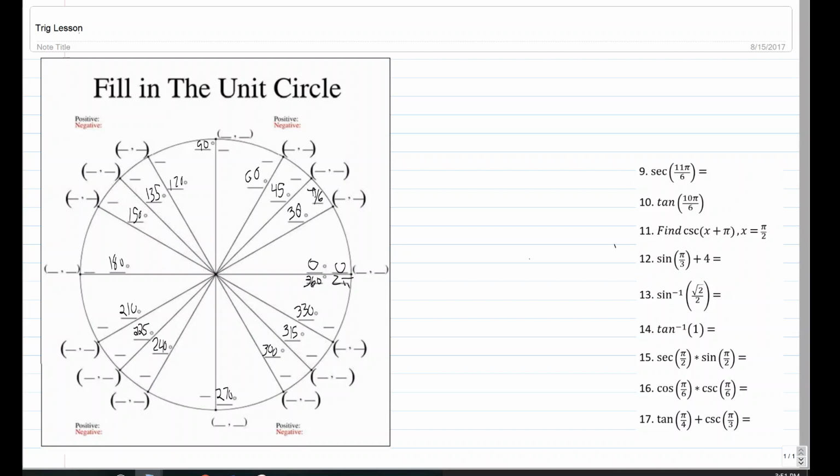If you've done all the degrees, just do your degree measure divided by 180, and then multiply that by pi. So 45 goes into 180 4 times, so it's pi over 4. 60 goes into 180 3 times, so pi over 3. 90 goes into 180 twice, so pi over 2. 120 goes into 180 3 halves times, so it's 2/3 pi. 135 is 3/4 pi. And 150 is 5/6 pi.